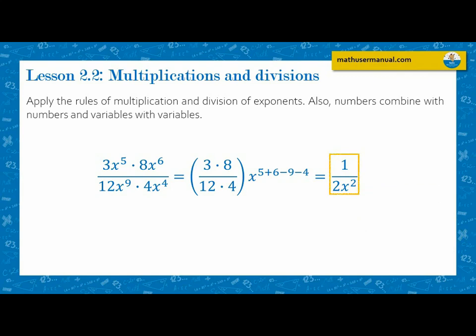So 3x to the power of 5 times 8x to the power of 6 divided by 12x to the power of 9 times 4x to the power of 4 can be simplified by following all the rules we have learned so far in Basic Algebra and Algebra 1 course into 1 over 2 times x to the power of 2.